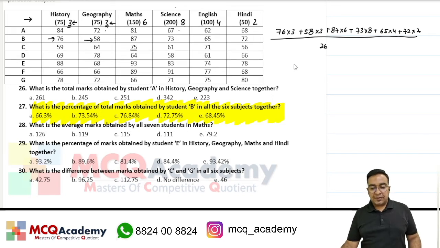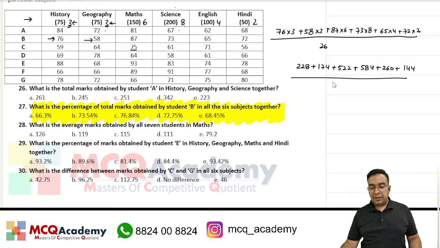So 76 into 3 is equal to 228. 58 into 3 is equal to 174. 87 into 6 is equal to 522. 73 into 8 is equal to 584. 65 into 4 is equal to 260. And 72 into 2 is equal to 144.